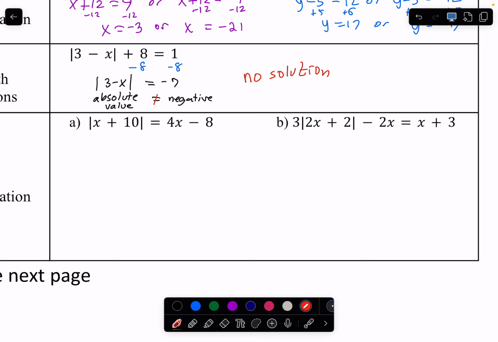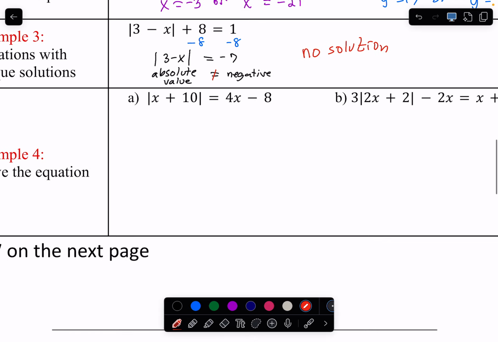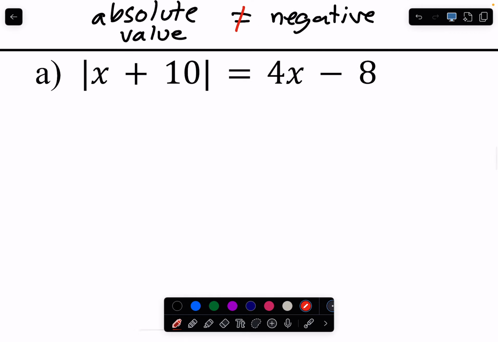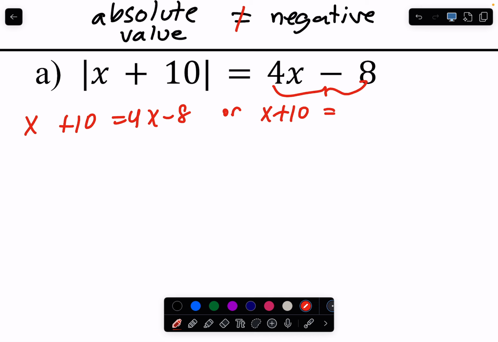So now we have some with x's on both sides. So we have a little more work to do. Okay? So let's take a look at example 4. So let's focus in on A. Now your 2 cases are still going to be the positive case, so drop the absolute value away. Okay, so that's still our first case. Drop the absolute value, just rewrite everything. The second case, a little different. Okay, drop the absolute value off. Change the sign of the other side.